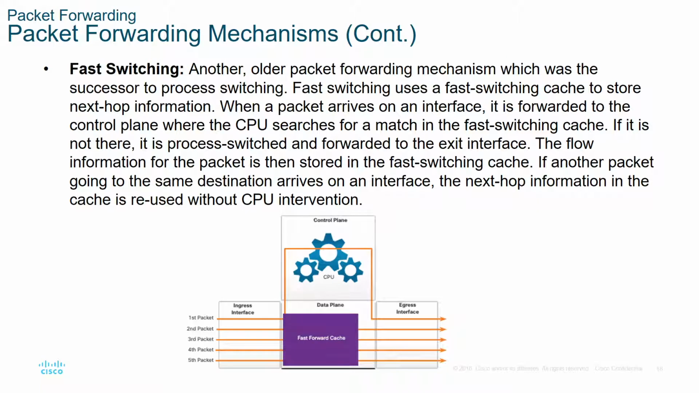Fast switching is another older packet forwarding mechanism, which was the successor to process switching. Fast switching uses a fast switching cache to store next hop information. When a packet arrives on an interface, it is forwarded to the control plane, where the CPU searches for a match in the fast switching cache. If it is not there, it is process switched and forwarded to the next exit interface. The flow information for the packet is then stored in the fast switching cache. If another packet going to the same destination arrives on the interface, the next hop information in the cache is reused without CPU intervention.